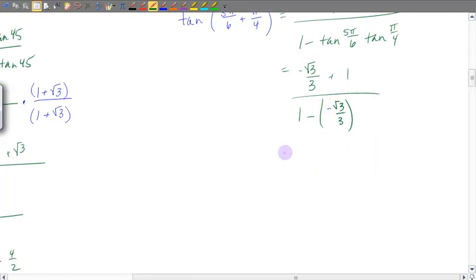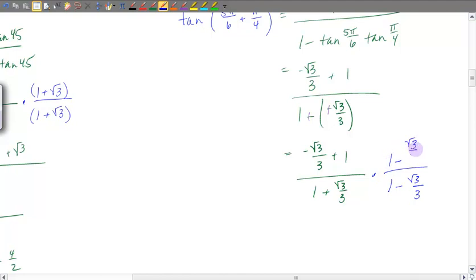Let's simplify the denominator. I'm going to rewrite the numerator as that, and make this 1 plus the square root of 3 over 3. Remember I told you that you cannot have a radical in the denominator, so we need to multiply the top and bottom by the conjugate. The conjugate is the same thing with a different sign, so it would be 1 minus the square root of 3 over 3 and 1 minus the square root of 3 over 3. Now we're going to FOIL.